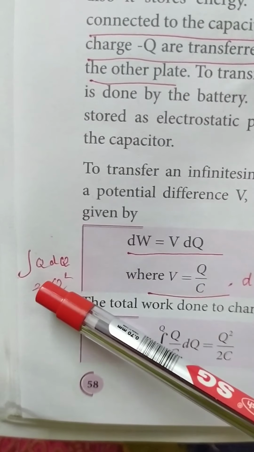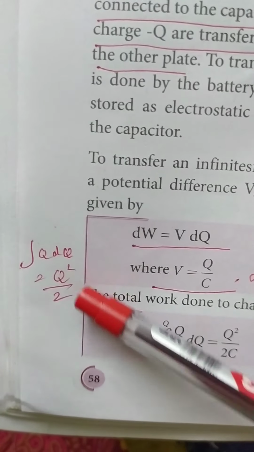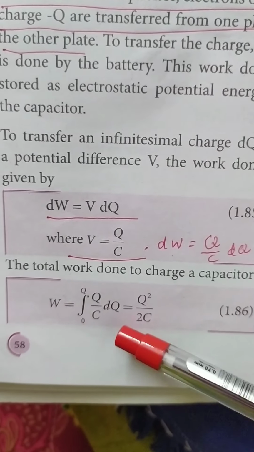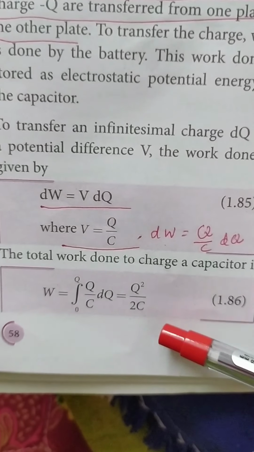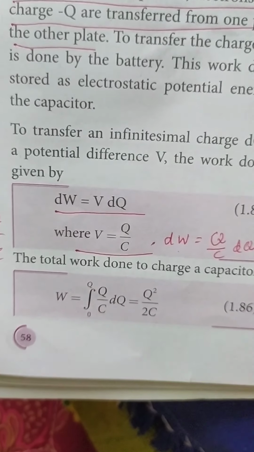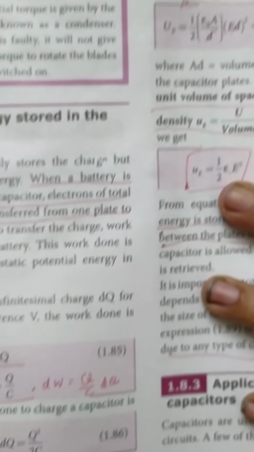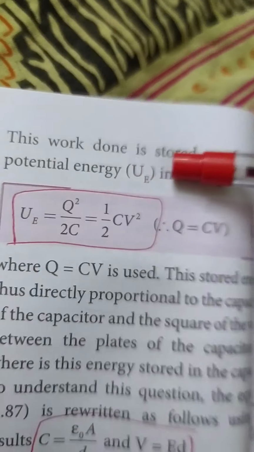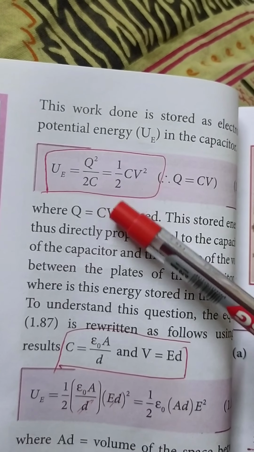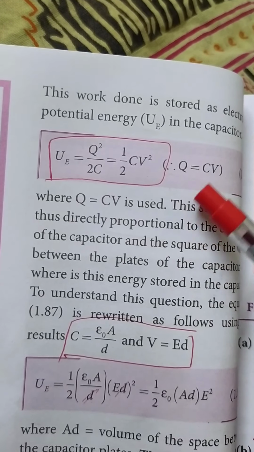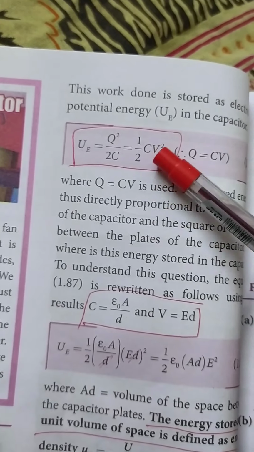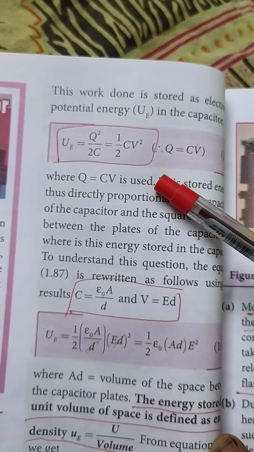And you know the equation for integration, integral Q dQ is equal to Q square by 2. This is the formula. And when you substitute this, W is equal to Q square by 2C. And dW is a small work done, whereas W is the total work done. And this work done is nothing but electrostatic potential energy UE. So UE is equal to Q square by 2C, and you can also write this equation, substituting Q is equal to CV, as half CV square. This is another form of electrostatic potential energy.